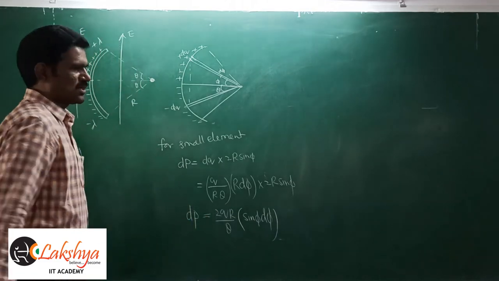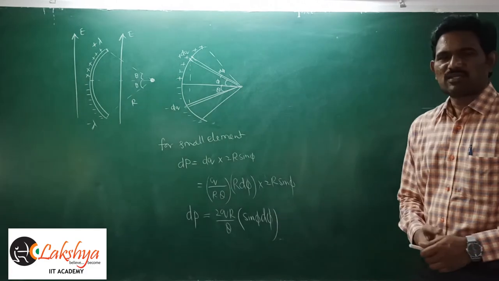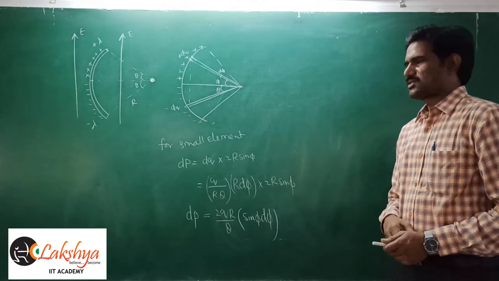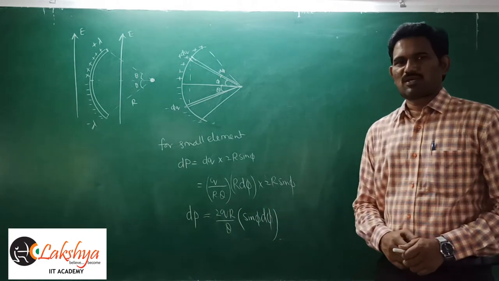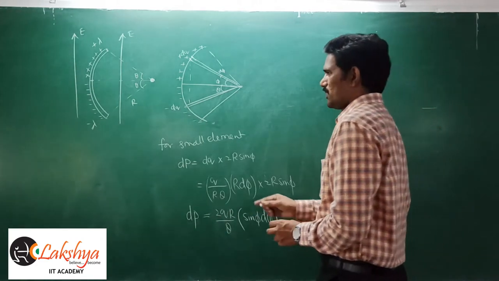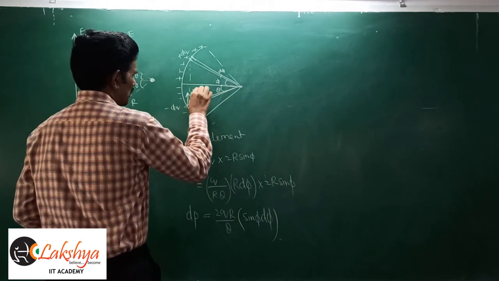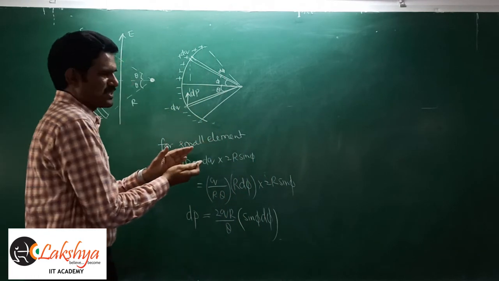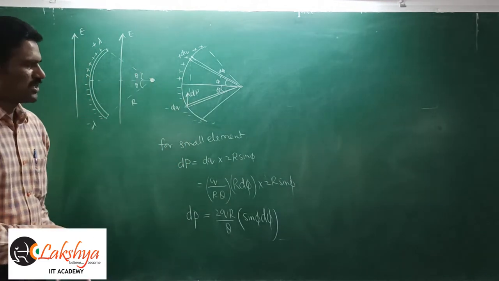For continuous charge distribution we solved some problems already. To calculate the total dipole moment for the whole system, we need to verify whether the dipole moment due to all the elements is in the same direction or in different directions. The dipole moment direction is nothing but from negative charge to positive charge, along this direction here, right? So due to all such elements the dp will be in the same direction, upwards only. And so you can integrate this expression directly.